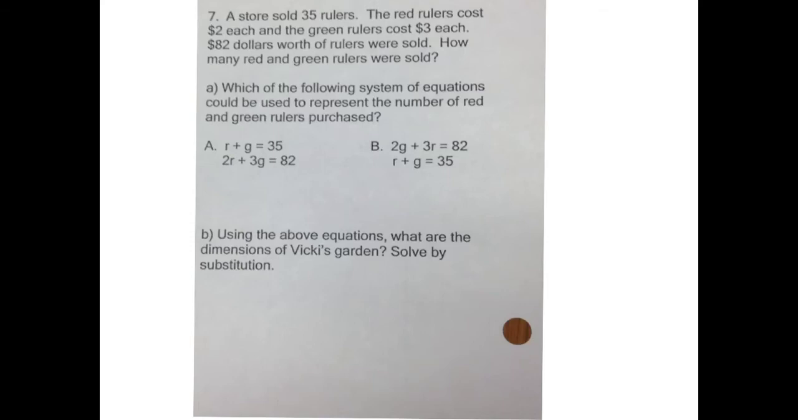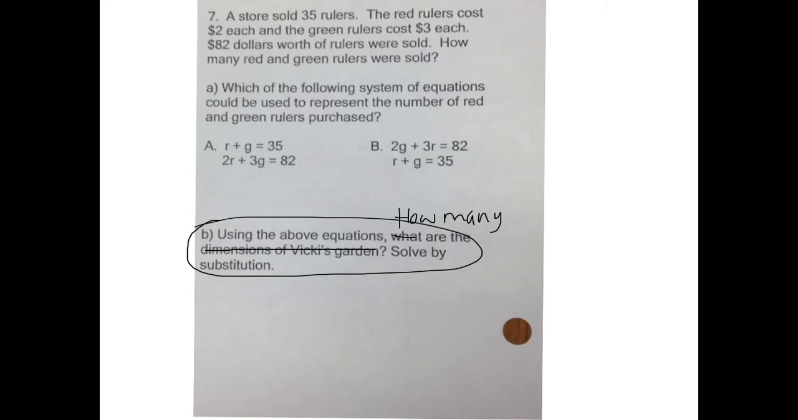I just learned that there's an error here. This is the same thing as that other problem over there. It should say, using the equations above, what are... It shouldn't say dimensions of Vicky's garden. It should say how many red and green rulers were sold. Sorry about that. Alright, so a total of 35 rulers were sold.